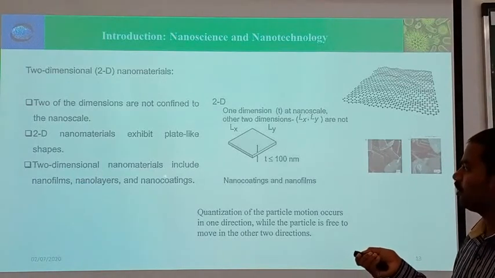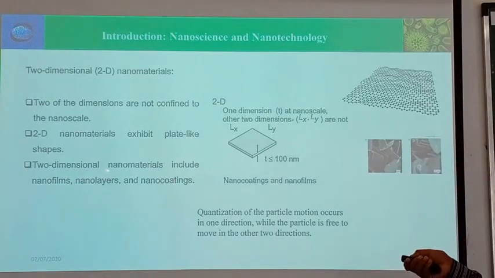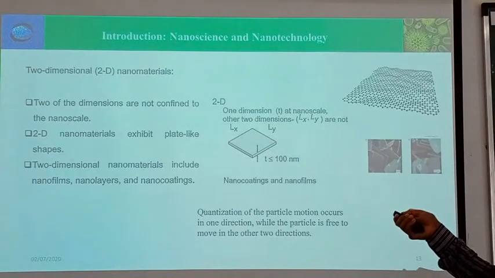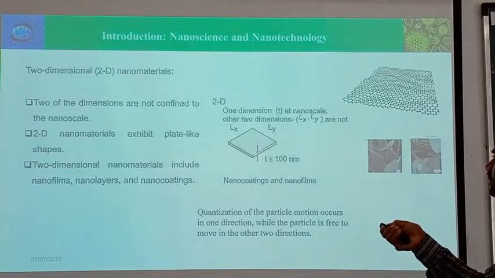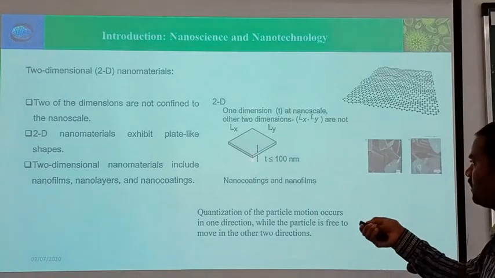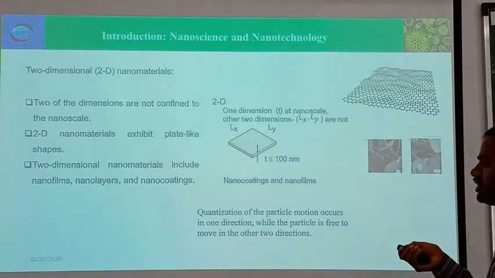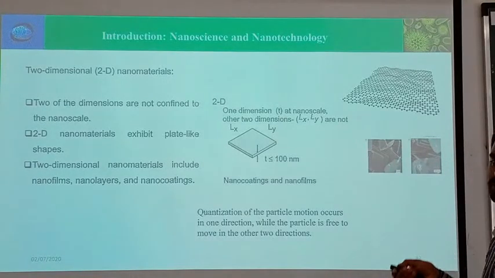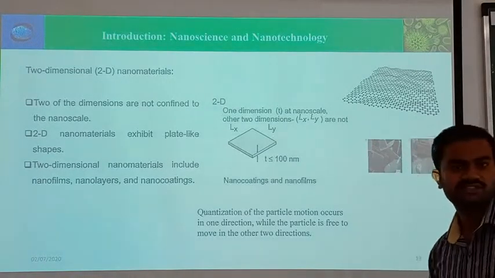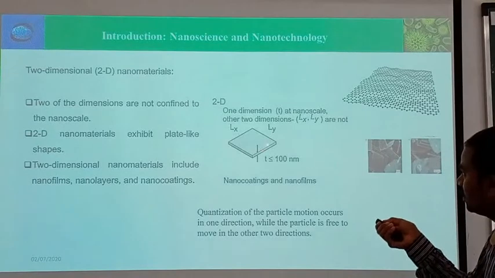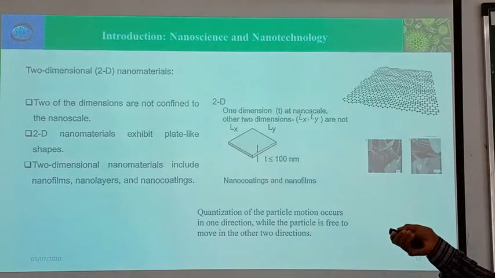So 2 dimensional nanomaterials include the nanofilms, nanolayers, nanocoatings, like that. You can find Lx is length, Ly is a length in this dimension, and the thickness, the other dimension, is very small. So the thickness of this film is very small, less than 100 nanometers. That's why we can call it 2D materials. So the third dimension is negligible or in a very small range. That's why we are neglecting the dimension. That's why we are calling this object or material 2 dimensional.